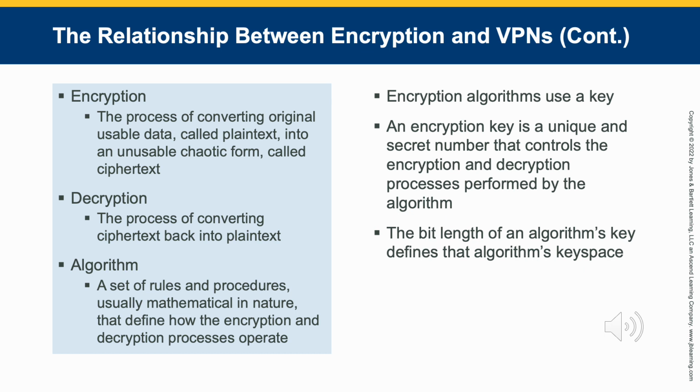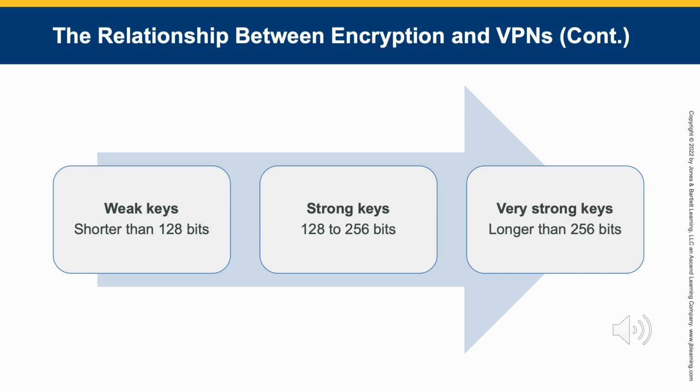Encryption algorithms use a key. The encryption key is a unique and secret number that controls the encryption and decryption process performed by the algorithm. The bit length of the algorithm's key defines the algorithm's key space. Weak keys are shorter than 128 bits. Strong keys are 128 to 256 bits, and very strong keys are longer than 256 bits. So usually 1024 or 2048.